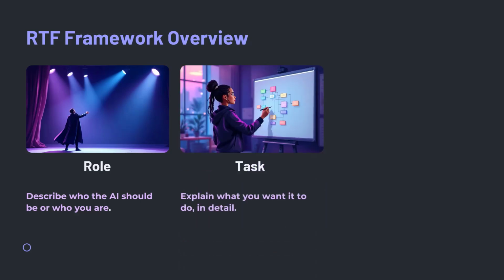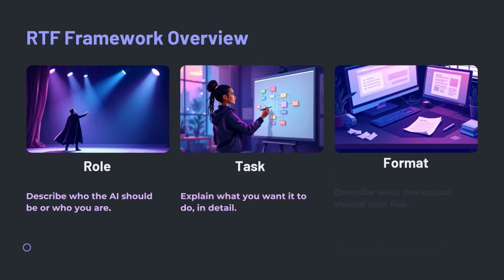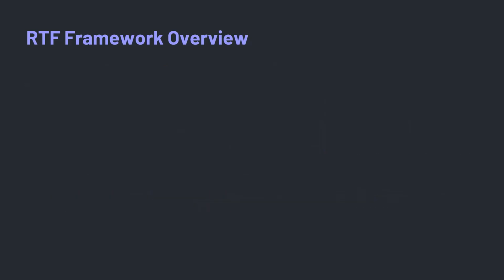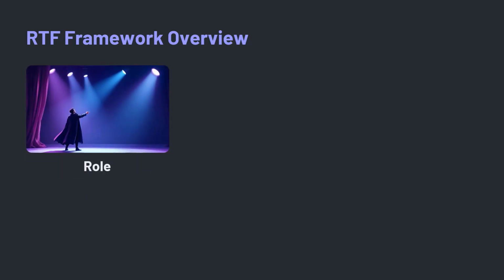Task. Tell it exactly what you want it to do in detail. Give it specifics. Don't leave things out. Format. The F stands for format. Describe what the output should look like. Do you want it as a bulleted list, a 500-word blog post, a Word document? Do you want it to visualize it as a table? Is this an image? Do you want it to create an oil painting or a realistic photograph? You have to tell it exactly what you want it to look like at the end, or else it will make assumptions. So let's take a look at some examples of this in action.